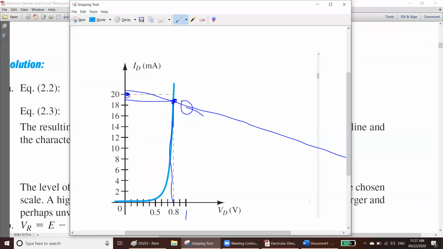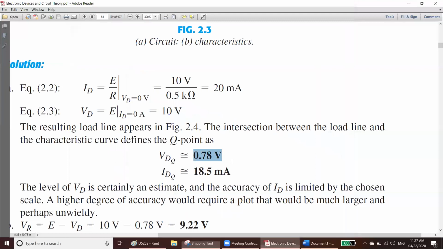So this answer can be approximated. Whatever you write, no problem. If you write 19, I will give you full mark. If you write 0.8, I will give you full mark because that is based on assumption. Now, they have written 0.78.